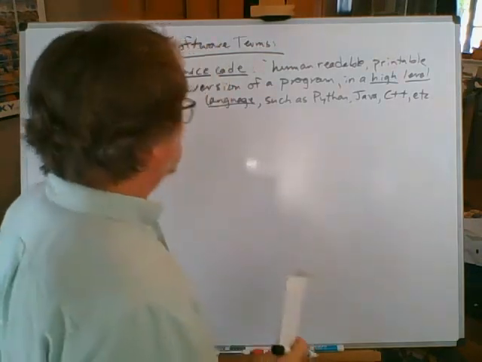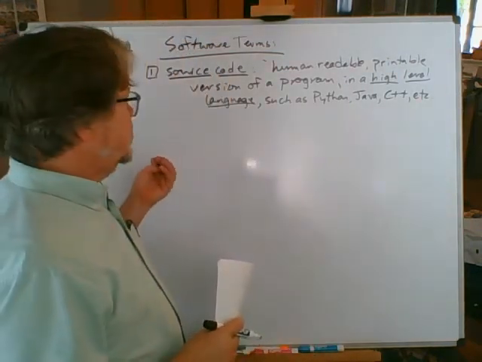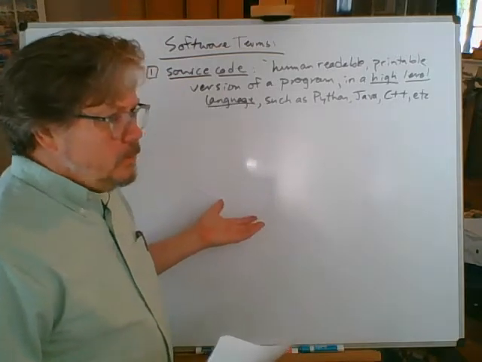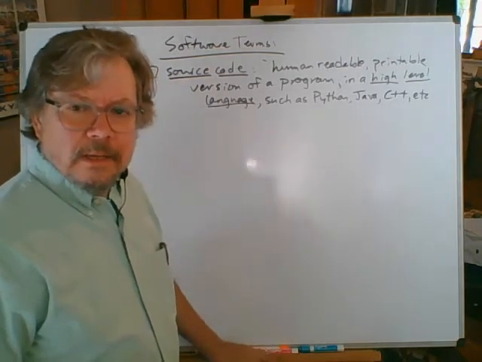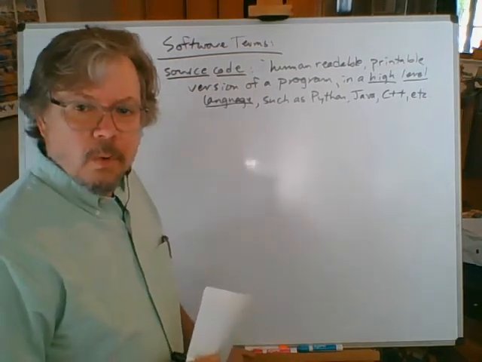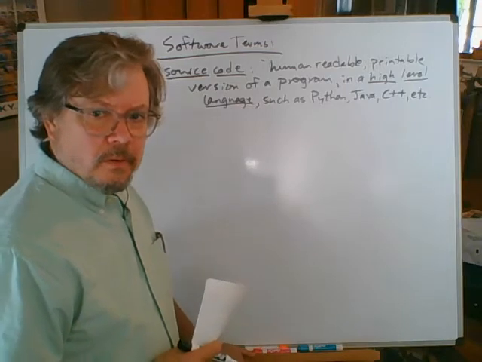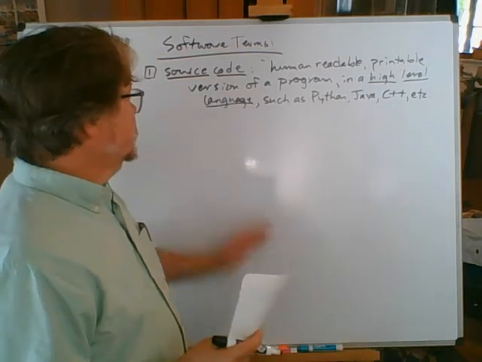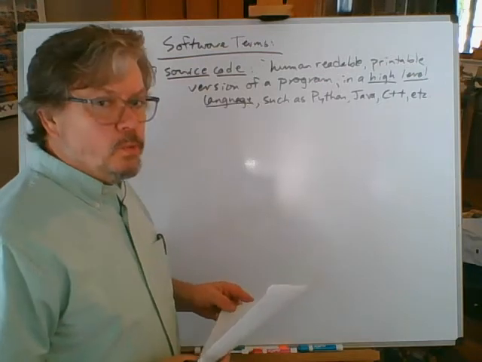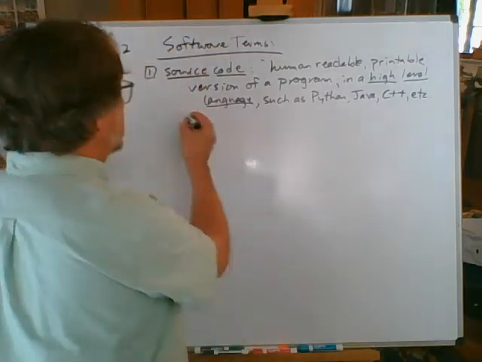Now, this definition itself might be mysterious because you're thinking, well, every program, you can print it out, you can read it. It might not look like English, but it's got English words in it, words like print, and for, and do, and all that. But no, that's only the very beginning. That's the human readable. It's also another bullet point.